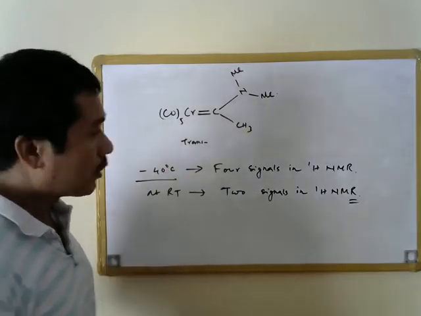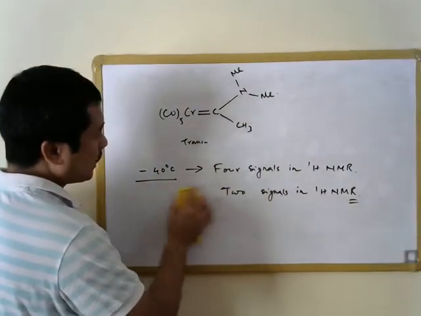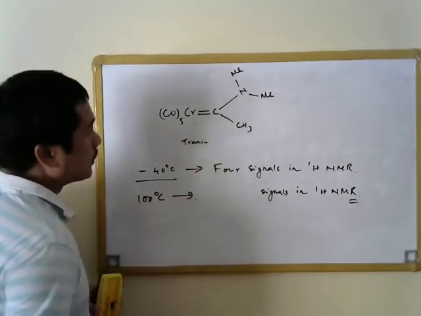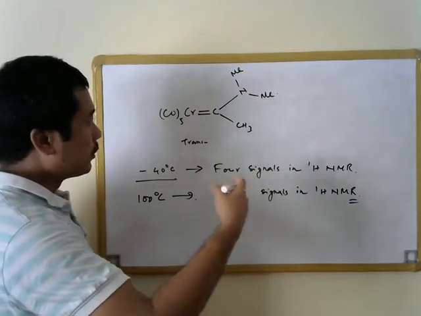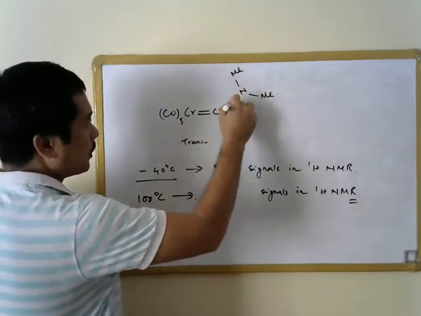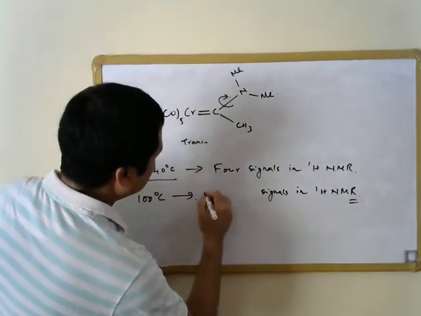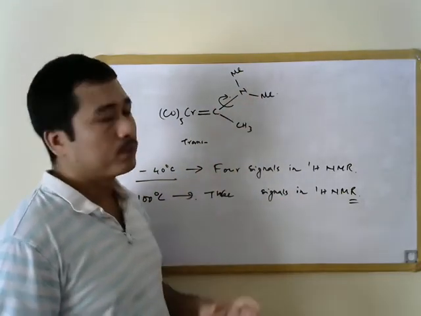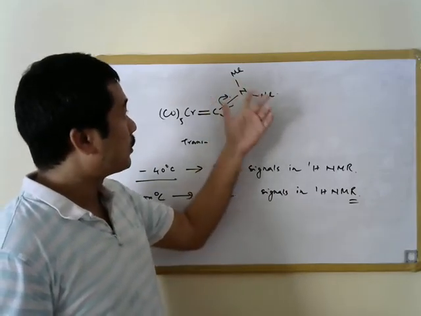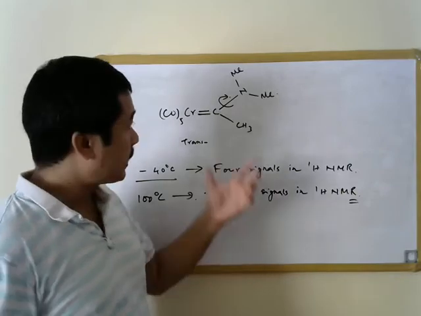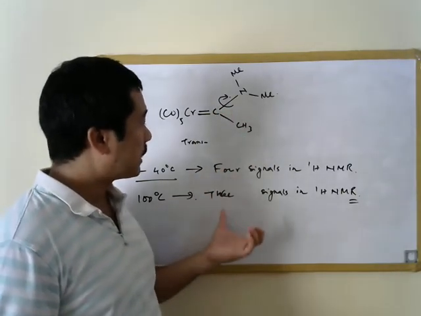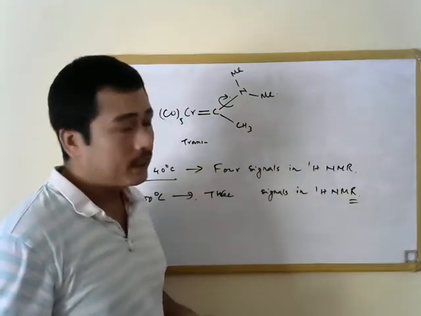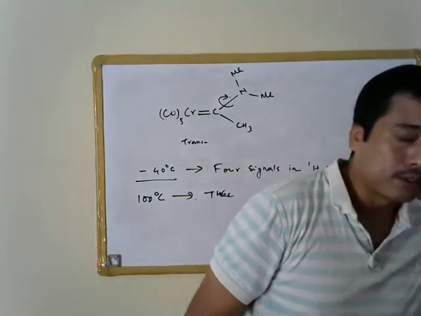And that is why, if you record the proton NMR spectra even at higher temperature, at around 100 degrees Celsius, the bond is still not able to rotate freely because the double bond character is retained. That is why you see three signals in the proton NMR spectra, as the hydrogen atoms on these two methyl groups have different chemical environments, and so we see different signals for them. In total there are three signals in the proton NMR spectra.